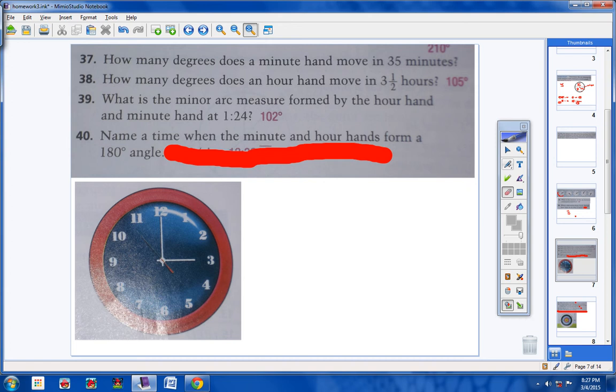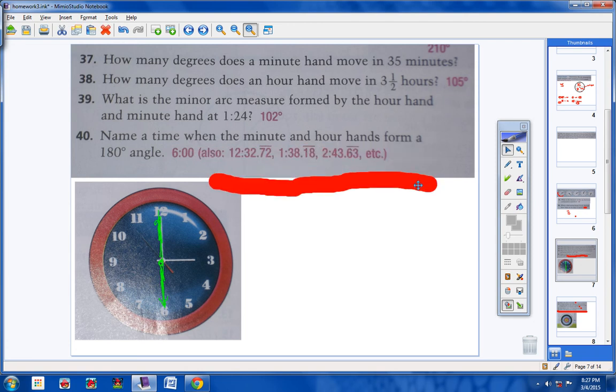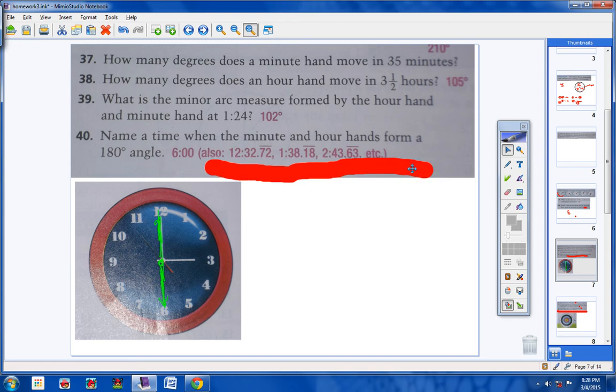Okay? Alright, and then moving on, lastly, name a time when the minute hand and the hour hand form 180. I'm going with 6 o'clock. There's a 6, and there's a clock. That's 180. That's the easiest one. Now, they have some other ones here, but I am not getting into that. That's way too technical, and someone has way too much free time on their hands.